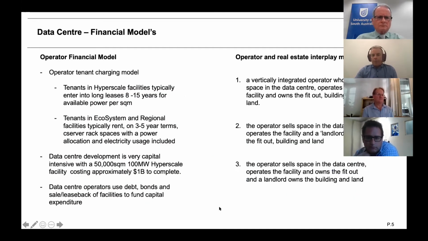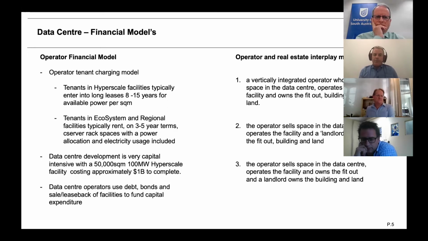I'm not proposing to go through the model in detail, but if you're a data center operator, how do you get your money? And I was told this is important. So if you're in a big facility, you rent space based on how much power you can get per square meter, and you'll take an 8 to 15 year lease. It does look somewhat like a property lease, but it's actually for available power. It doesn't matter whether you use the power, you still pay for it.